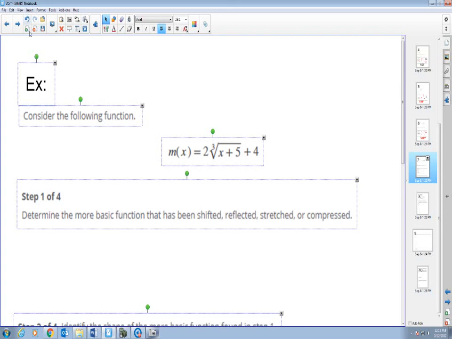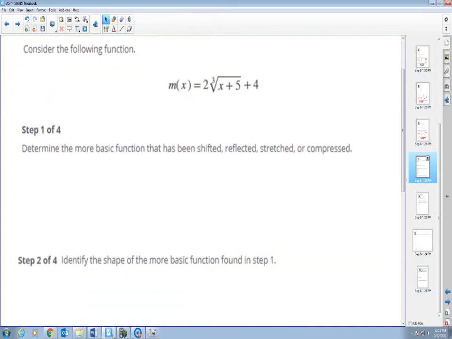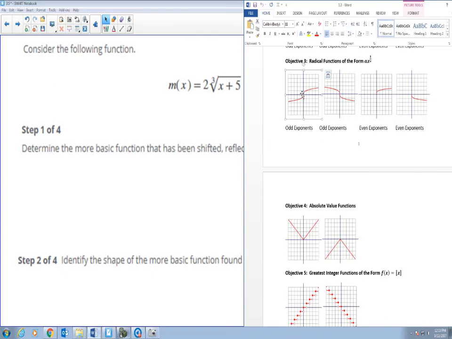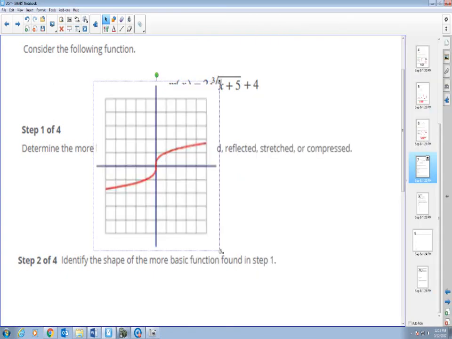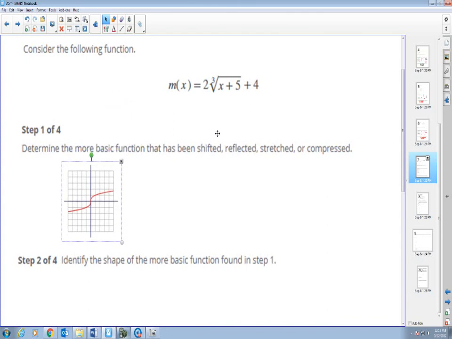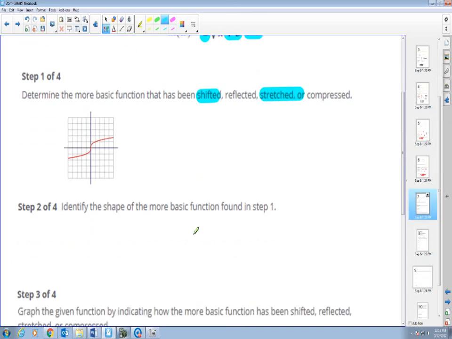Alright, so let's see what's happening here. This is a regular function. If you look at the function we are going to draw, the plus 5 here tells me it has been shifted to the left. The plus 4 tells me it has shifted up. There is no negative sign in front of the function or inside the function, so it's not being reflected. The number 2 right here tells me it has been what? Stretched. Because that number is bigger than 1. It's stretched.